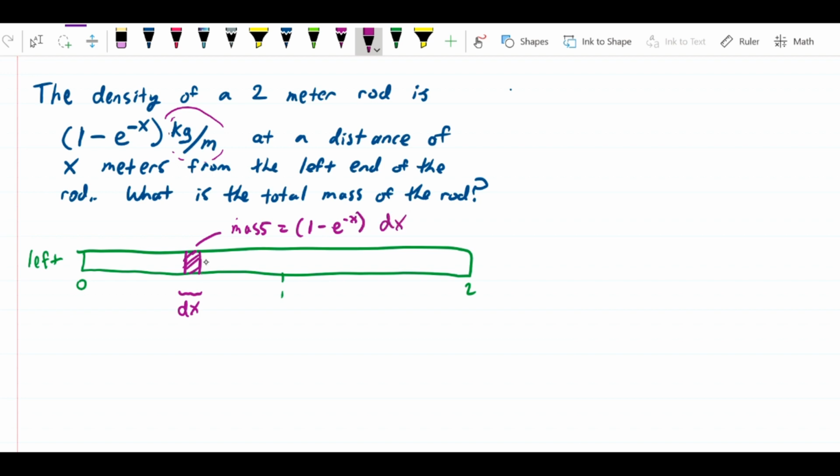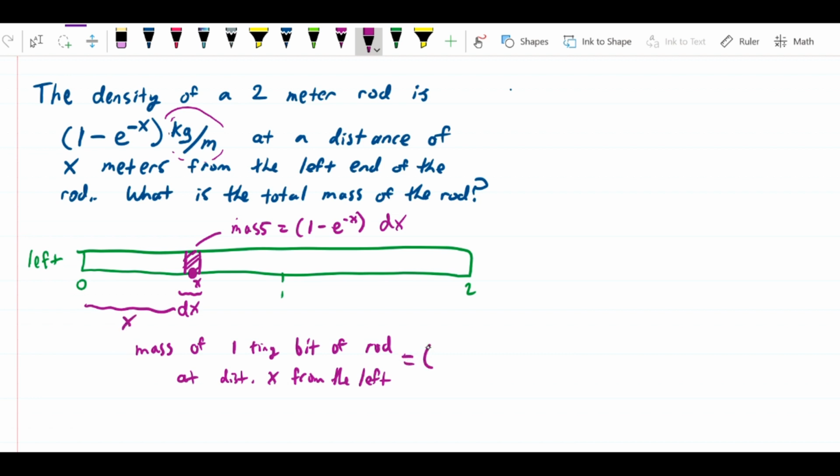Now, why is that? Well, first of all, let's put in a point here and call that x. So we can say that the mass of one tiny bit of rod, at distance x from the left, in other words, I'm measuring this amount of distance from the left, equals 1 minus e to the negative x, because that's kilograms per meter, and then that tiny bit of distance is measured in meters.